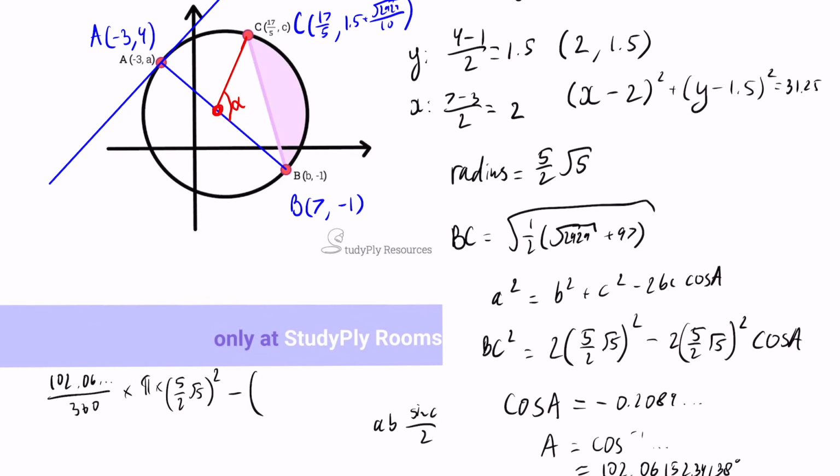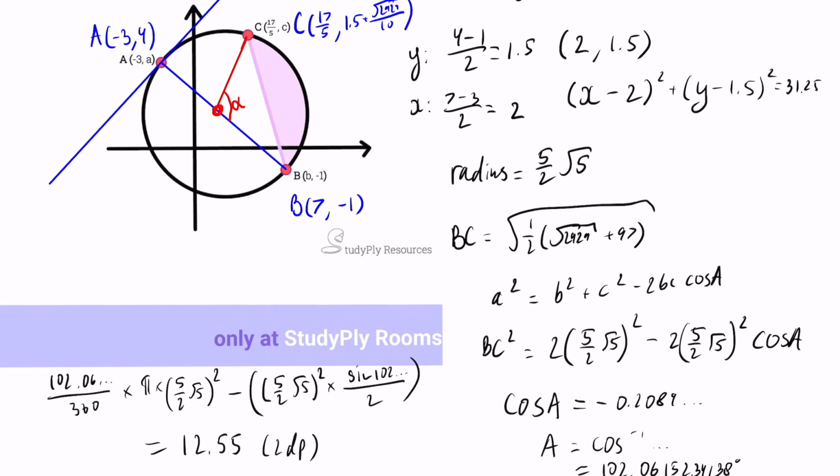So A and B are our radii again. So this is A, this is B, and our C is the angle here. So angle alpha is our C. So radius times radius is again just radius squared. So (5/2 root 5) squared times sine C, so sine 102 and so on, divided by 2. Subtracting one from the other will give us approximately 12.55 to 2 decimal places.